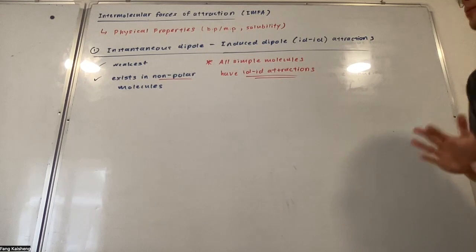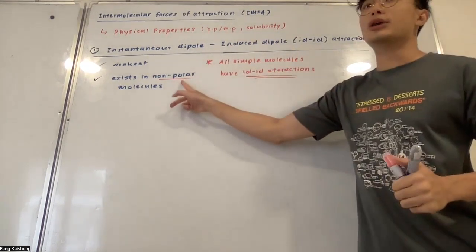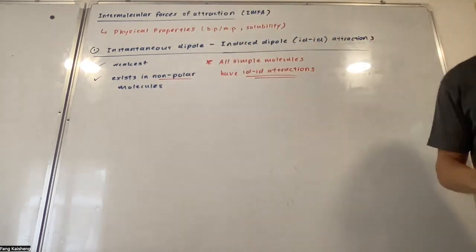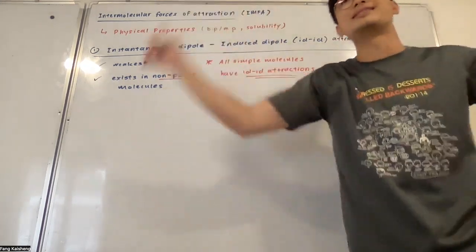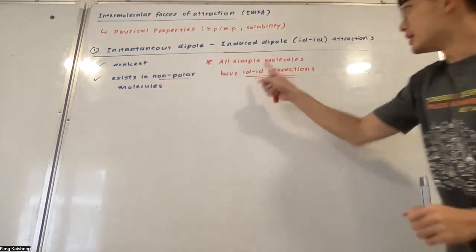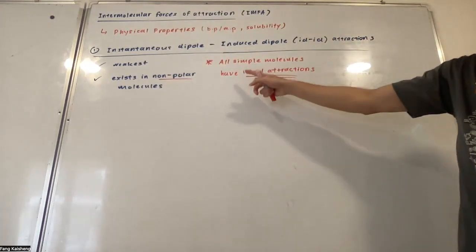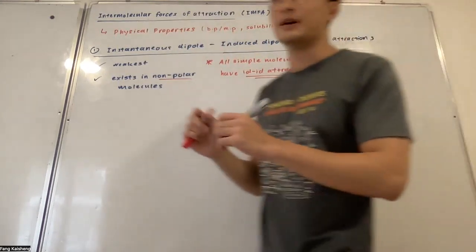So let me clarify this one more time, guys. Non-polar molecules only have ID-ID attractions. Later I'll come back to it. How about polar molecules? Probably have more stuff. Okay? So this is very important to acknowledge. This is how your school will acknowledge you guys also. I'll just give you guys a heads up first.